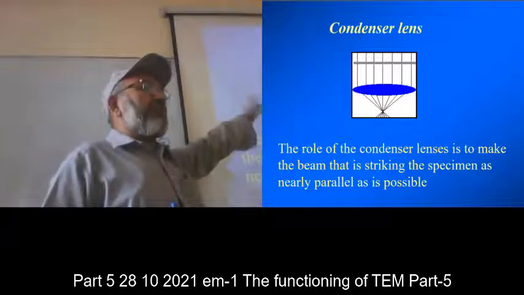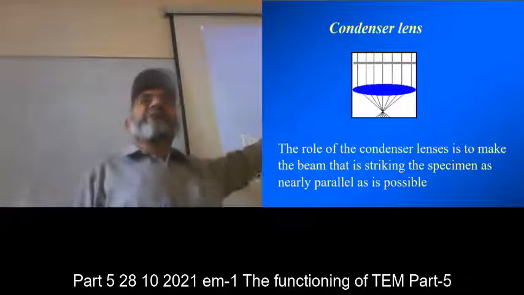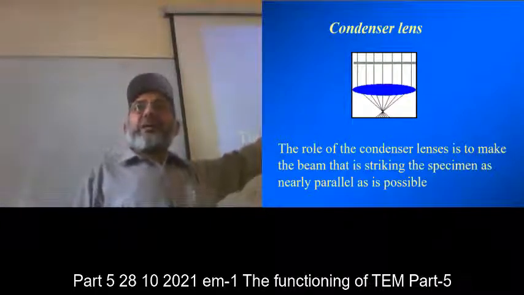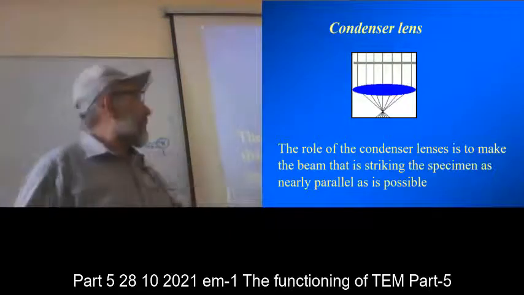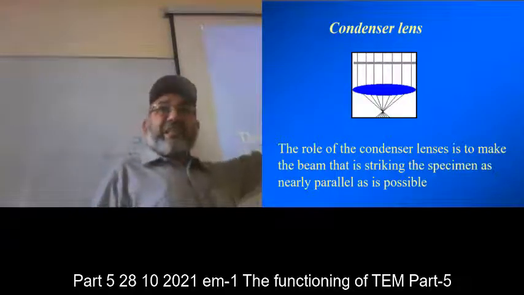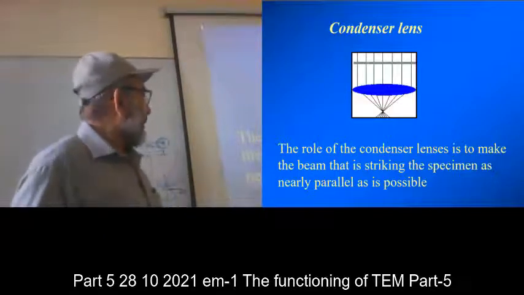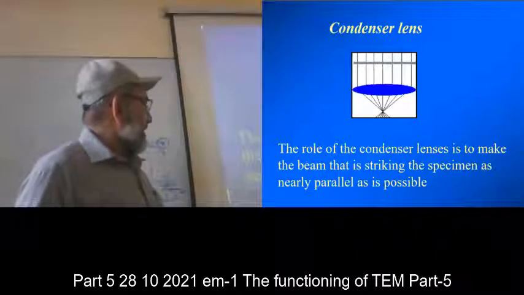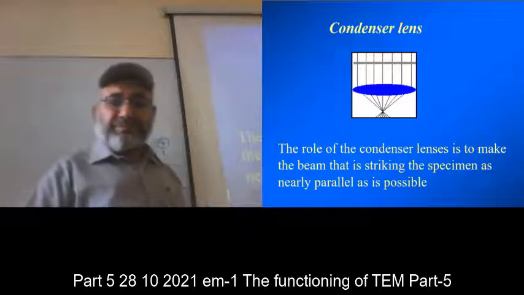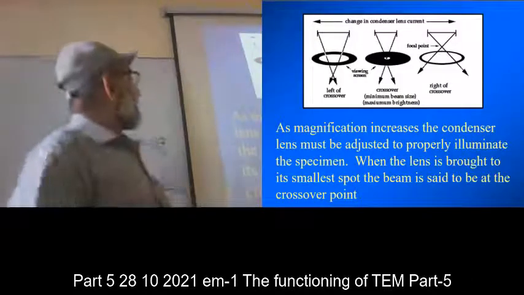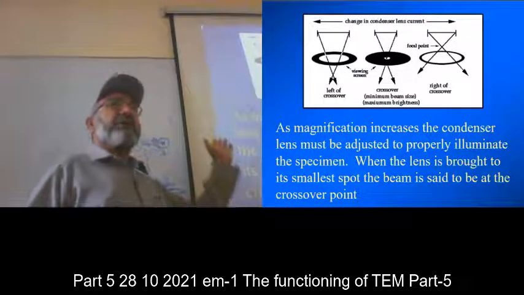And I have time and again told you that this lens is not a glass lens, but people show it just for similarity with optical microscopy. So they give that shape as a conventional lens. So this beam comes and it is condensed by the condenser lens. The role of the condenser lens is to make the beam that is striking the sample as nearly parallel as possible, right? Then as magnification increases, the condenser lens must be adjusted to properly illuminate.